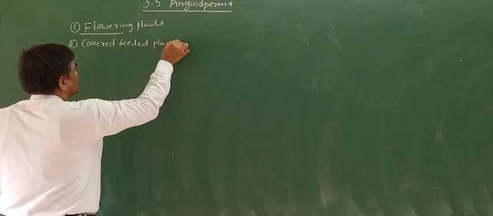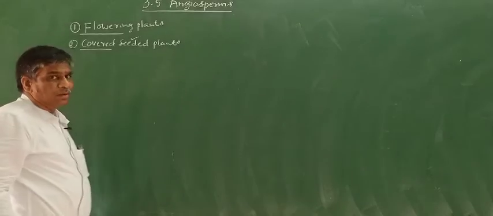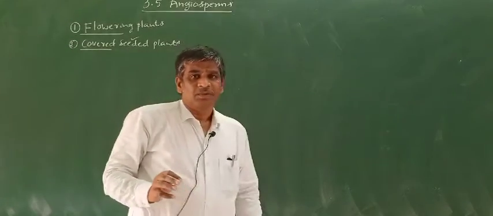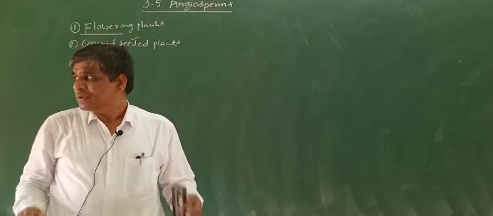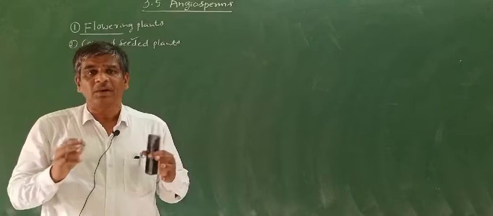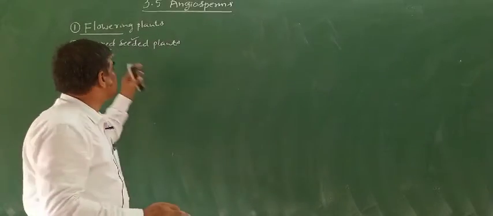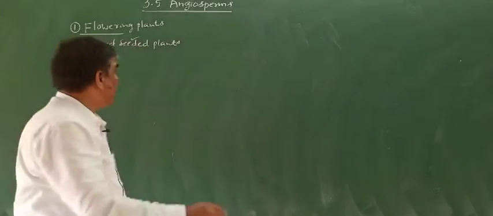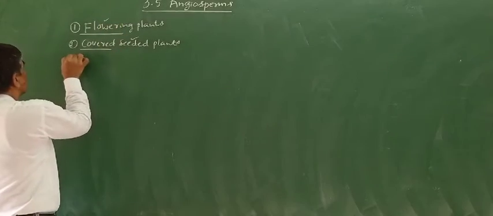What is the meaning of covered seeded plants? Seeds are covered by the fruit wall or fruit. So whatever plant produces flowers is an angiosperm, and plants which have fruits around the seeds are also called angiosperms. Now we have to give much importance to the flower here. You know that very well.